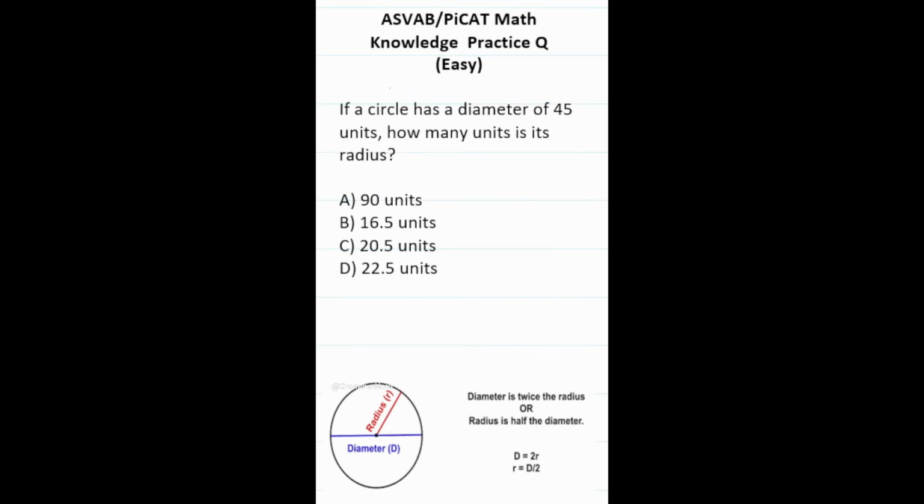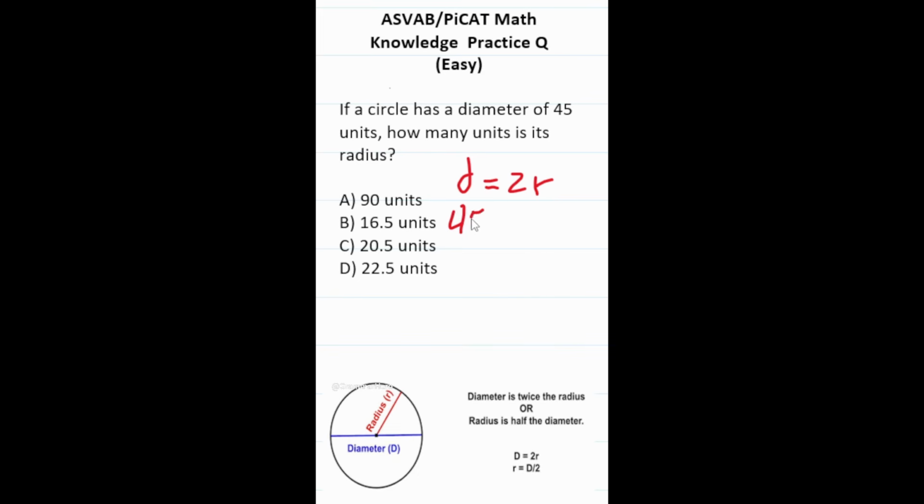This ASVAB PiCAT math knowledge practice test question says, if a circle has a diameter of 45 units, how many units is its radius? So for this one, you have to understand that there is a defined relationship between the diameter and radius of a circle. That is, the diameter d is always twice as long as its radius. That is, d equals 2r, or 2 times the radius.